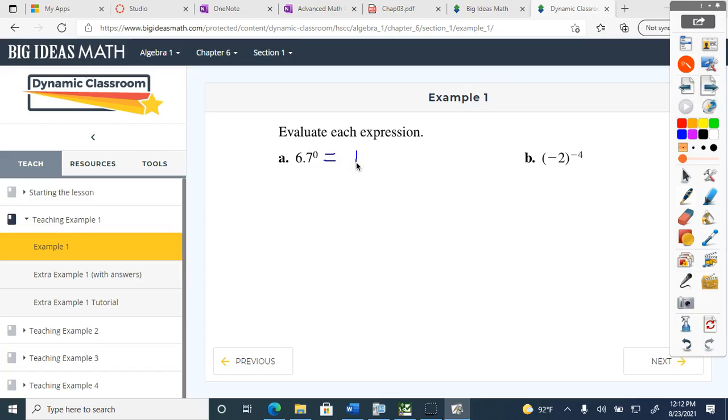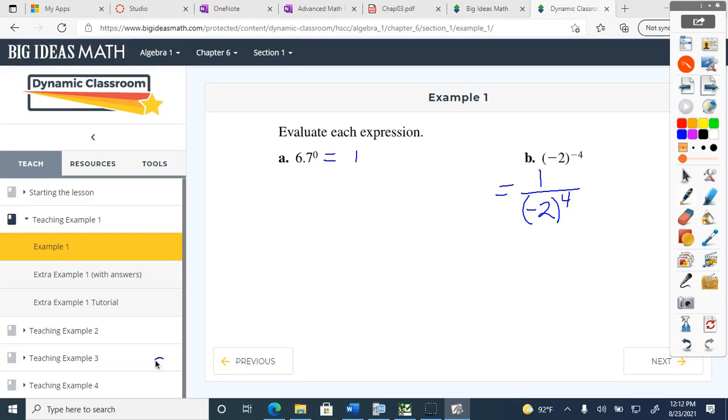Negative exponents. To do negative exponents, you move it and make it positive. So if it's at the top, in the numerator, you move it to the denominator. If it's in the denominator already, you move it to the numerator. Only the part that has the negative exponent. So this would be the same as 1 over negative 2 to the 4th. Notice the only thing I've changed about it is where it is.